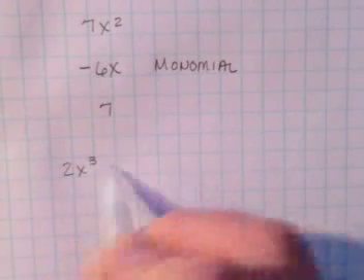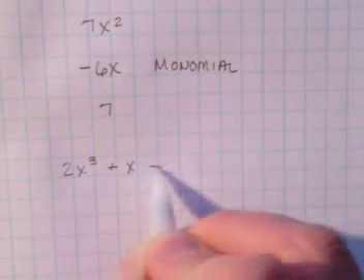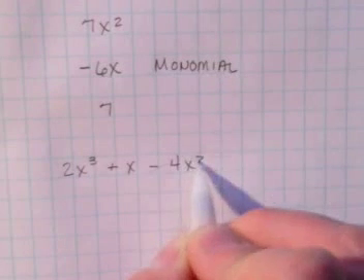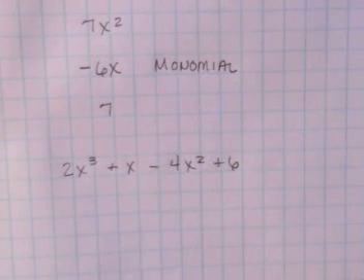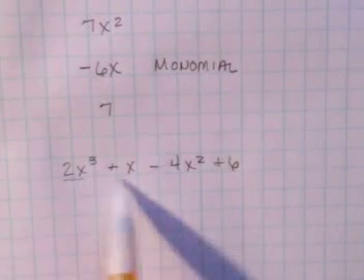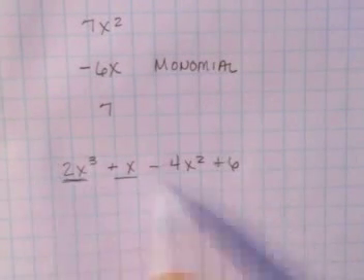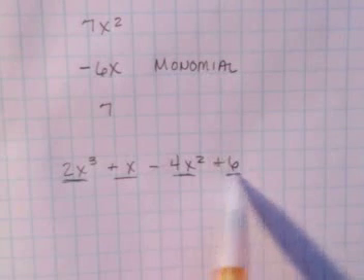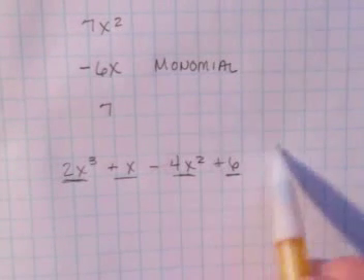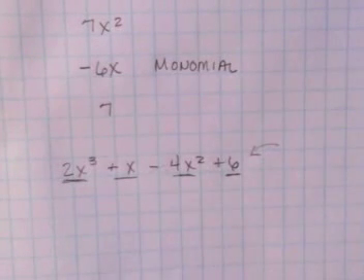2x to the 3rd power plus x minus 4x squared plus 6. If we look at this polynomial, what we'll notice is that there are 4 terms, each of them being separated by the addition and subtraction symbols. This is a constant term.